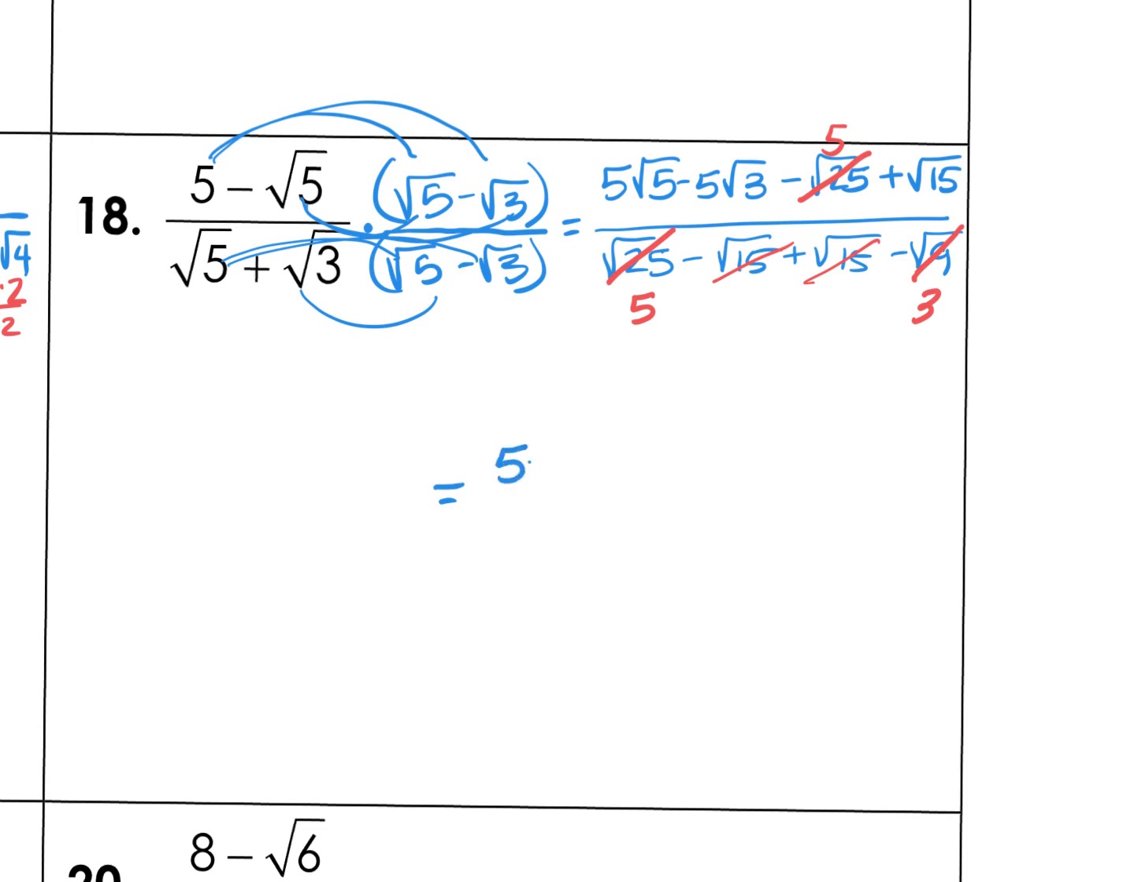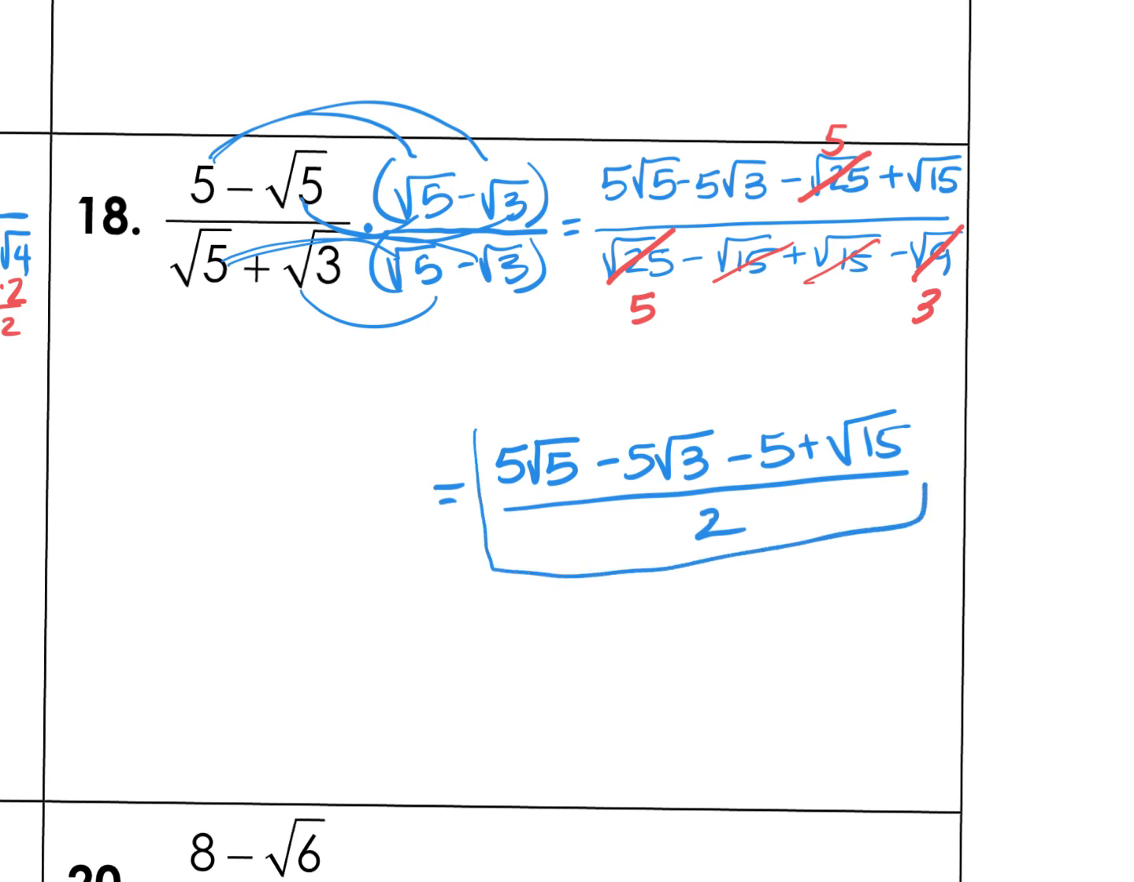So my answer would be 5 root 5 minus 5 root 3 minus 5 plus root 15, all over 5 minus 3, which is 2. And since nothing is even in the top, nothing reduces.